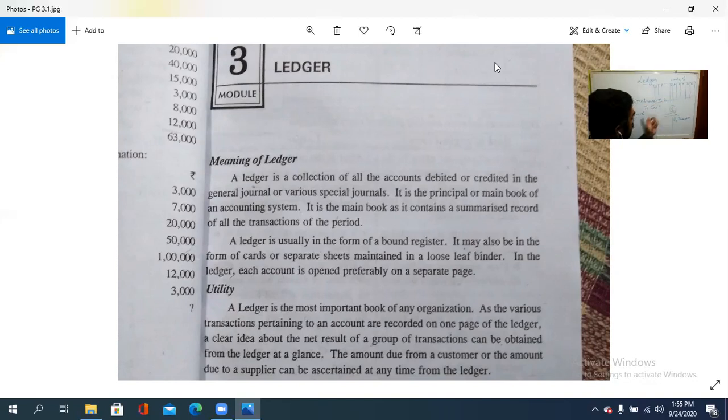So purchase account, journal folio, maybe page 6 is there. So to purchases, to cash, 6 in case of purchase. So that is the case. So a ledger is a collection of all the accounts debited or credited in the general journal or various special journals. It is the principal or main book of an accounting system, and it is the main book as it contains a summarized record of all the transactions of the period.